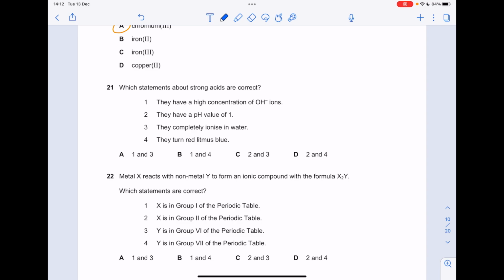Which statements about strong acids are correct? So remember that strong acids fully dissociate into ions and that they have a very low pH, and an acid is a proton, an H+ donor.